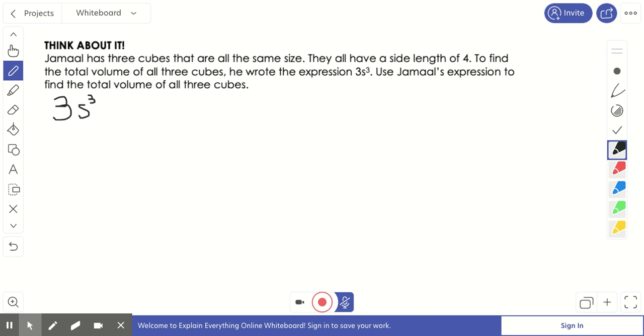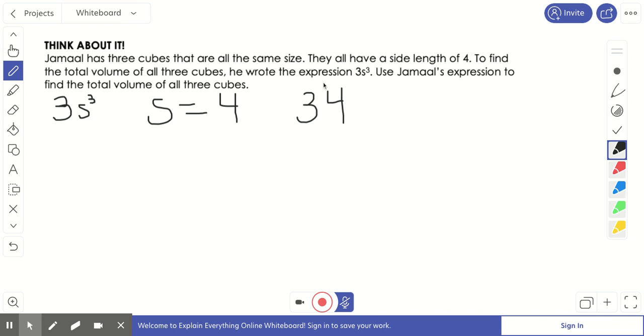It says that they all have a side length of 4, so s represents this length of 4, so s equals 4. And now I can rewrite the expression with my actual value. So 3, 4, because the s is 4. Now, teammates, this looks like 34, and that's not what we want. That would completely change the value.